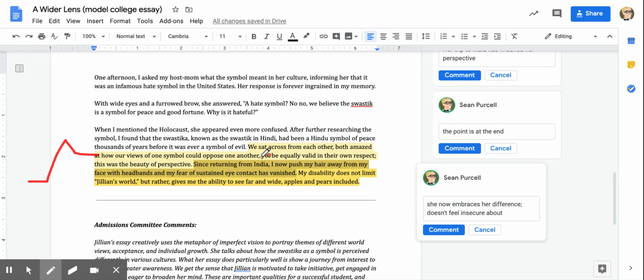Jillian grows. She grows from having a limited perspective and being insecure to having a broader perspective and being less insecure. So she's kind of overcome those difficulties, and her conflict is now resolved, and here's where we get the point. We'll talk about that a little bit more later on when we talk about the structure of the essays.